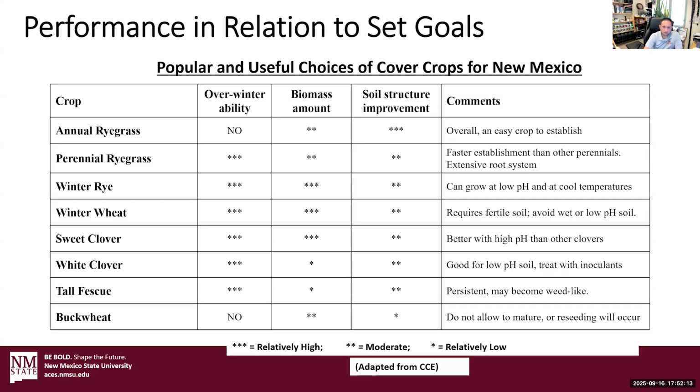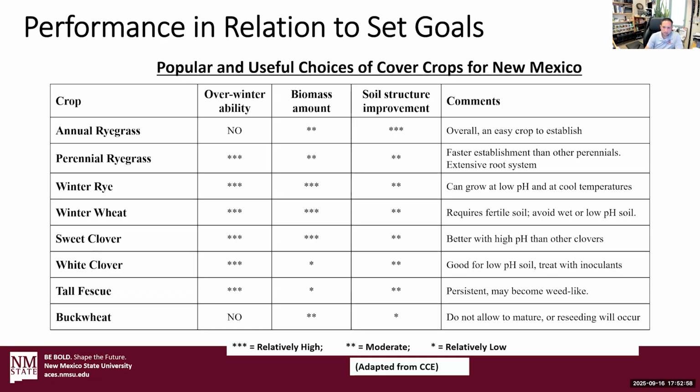And if you're wanting a good, thick amount of biomass, maybe the sweet clover would be a good choice for you, or winter wheat as well. And if you want to improve your soil structure, you can go with the annual ryegrass, because it makes really dense root systems and helps with that. On the comments side, overall, annual ryegrass is a fairly easy crop to establish. Winter wheat requires a fertile soil, so you want to avoid wet or low pH soil.